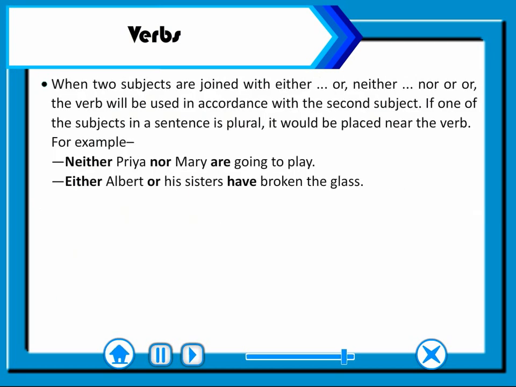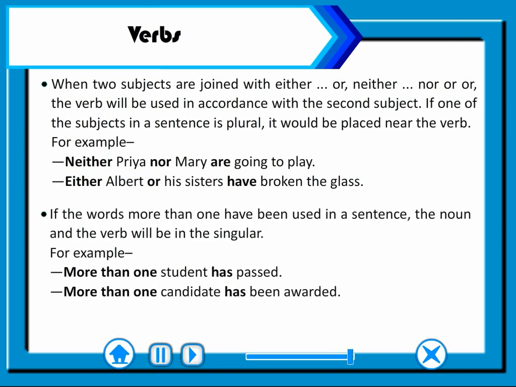When two subjects are joined with either or, neither nor, or the verb will be used in accordance with the second subject. If one of the subjects in a sentence is plural, it would be placed near the verb. For example, neither Priya nor Mary are going to play. Either Albert or his sister have broken the glass. If the words more than one have been used in a sentence, the noun and the verb will be in singular. For example, more than one student has passed, more than one candidate has been awarded.